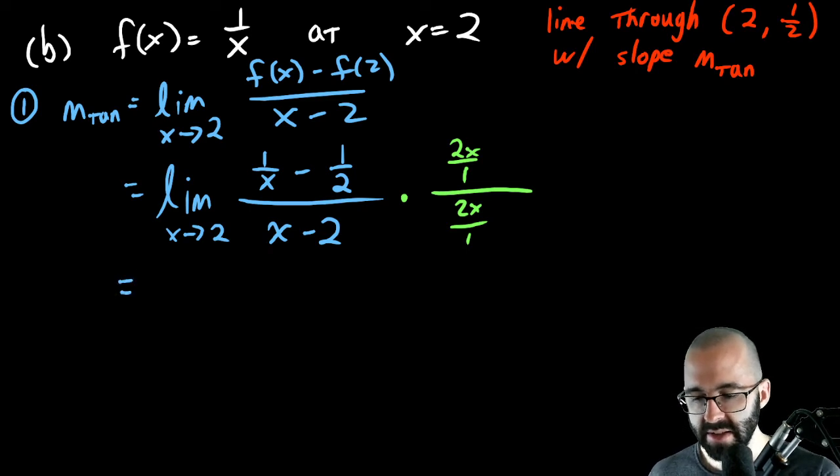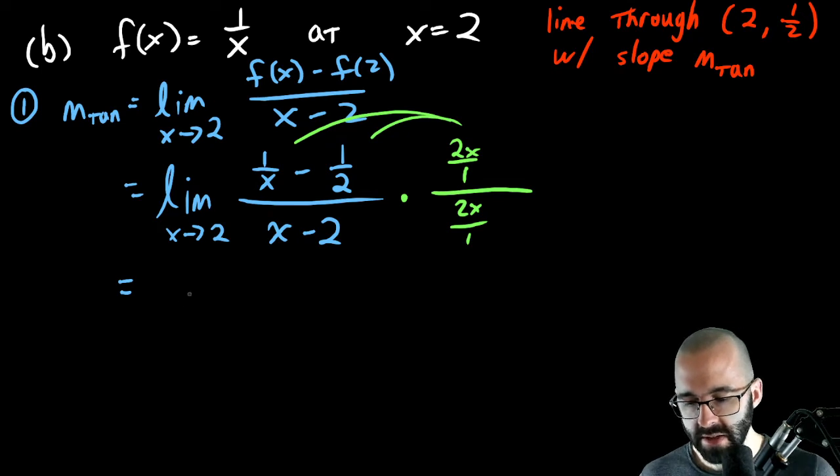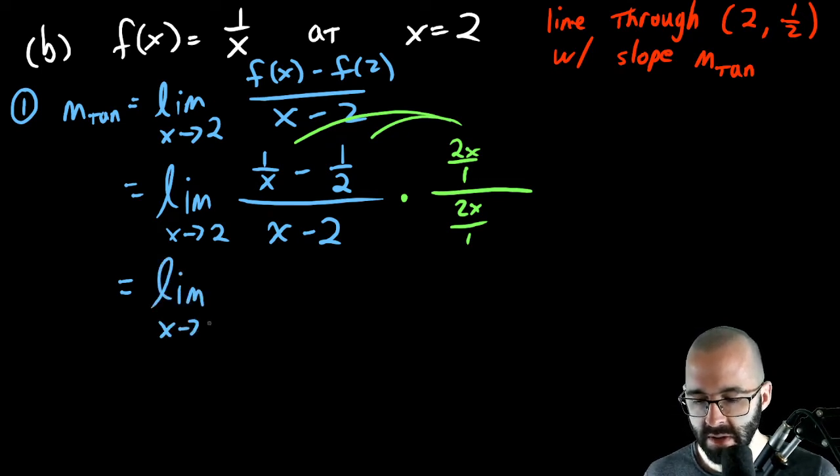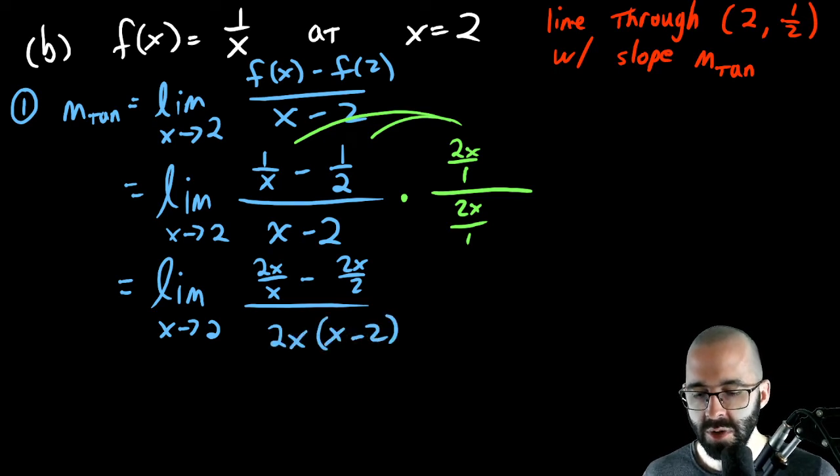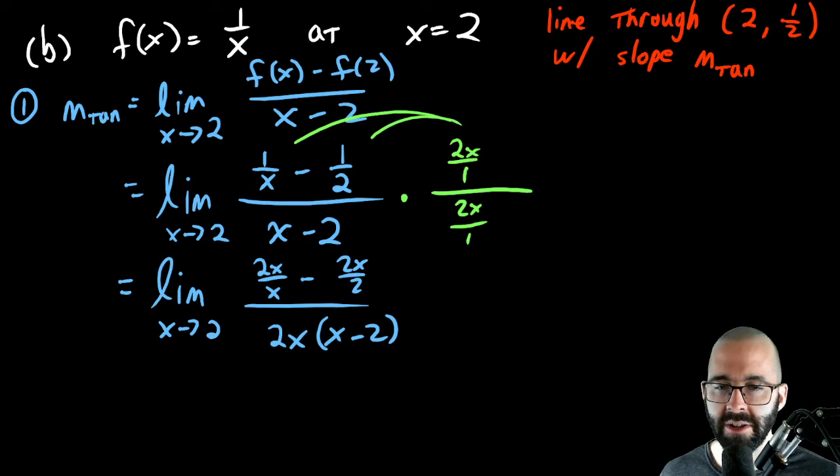Now we need to simplify this. So this gets distributed. And what we get is the limit as x approaches 2 of 2x over x minus 2x over 2, divided by 2x times x minus 2. It's usually a good idea to leave things factored in the denominator. And that's a good rule of thumb for any simplifying of rational expressions. Anytime you're simplifying fractions, the denominator is usually best to keep factored. Oftentimes we do multiply out the top though.